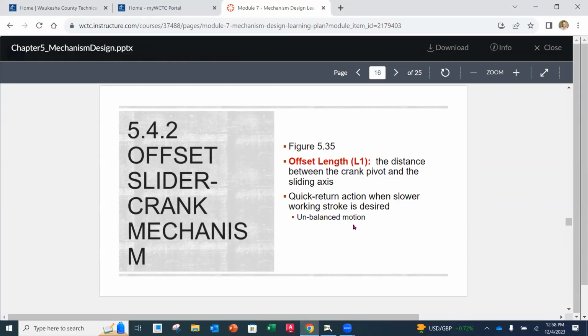Now, when we have an offset slider crank, this is a quick return situation. So we no longer have the same amount of time in one direction as we do in the other. We're going to have a shorter return stroke because of that offset. If that's something you desire in your motion, then you're considering this type of mechanism as opposed to an inline.